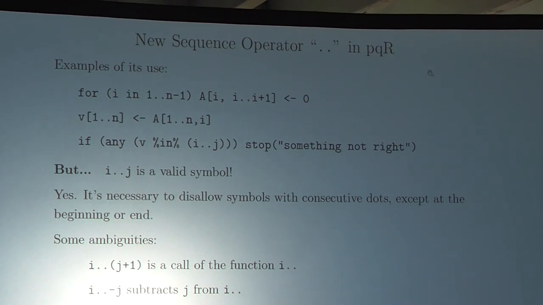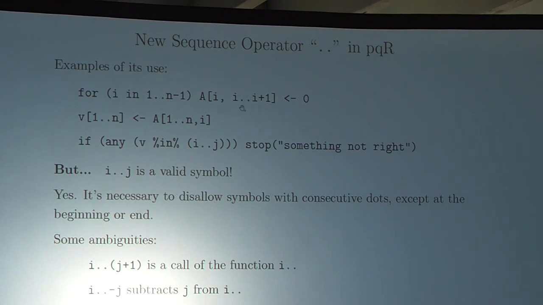So in pqR, there's now a dot dot operator. I thought a long time about what to call the operator, and as far as I can tell, dot dot is the best choice. Here are some examples of its use, just to show you what it looks like. You can say for i in 1..n-1, and this actually starts at 1 because the precedence of dot dot is lower than the arithmetic operators.